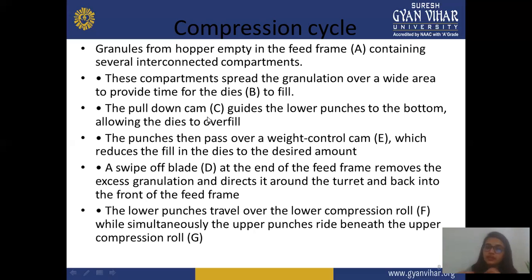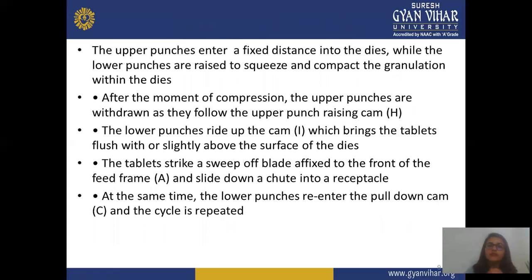The compression will start, or this is before starting the compression step. And next is this upper compression roll, that is the G part. After this, the lower punch enters a fixed distance into the die, and the lower punches compact the granulation within the die. Means after this is done, the upper punch enters into the die. And when it gets fixed into the die, there is little chance that it spills out, and due to this compression, it forms a tablet.